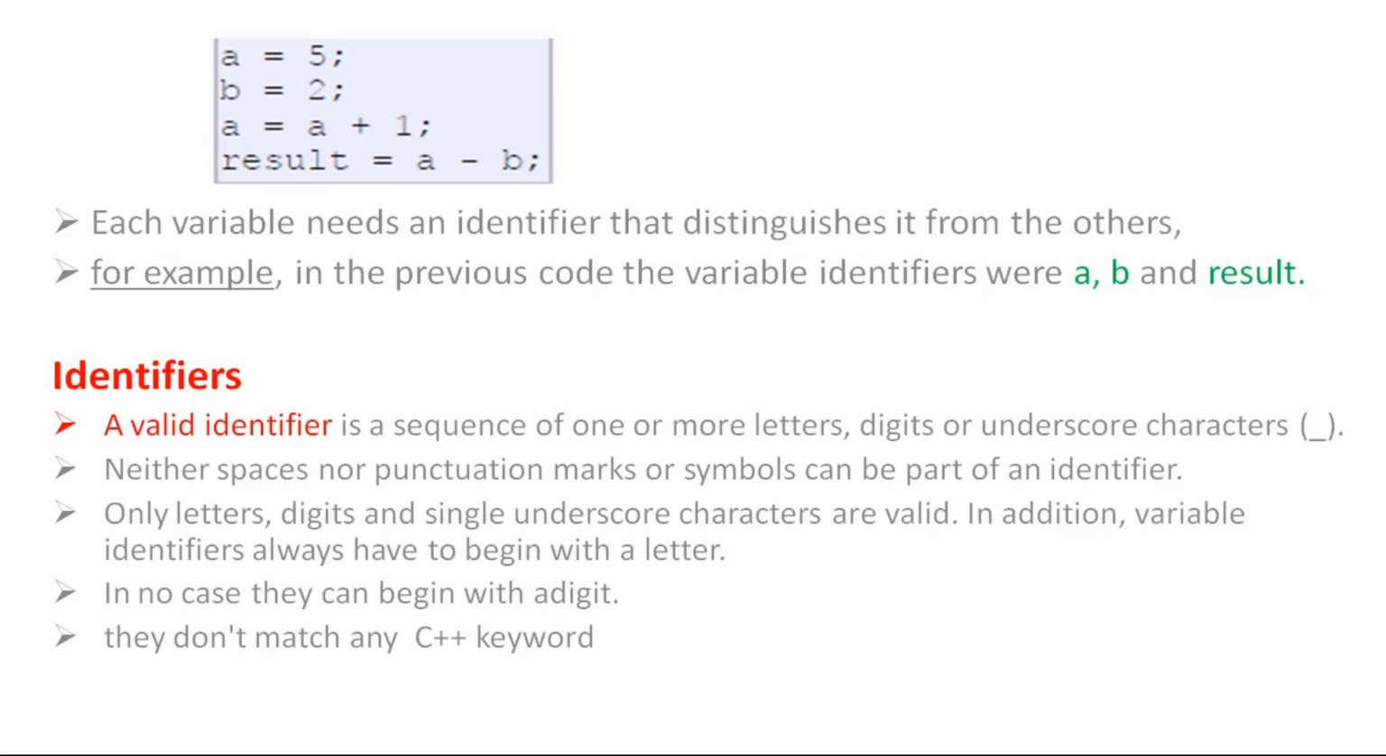A valid identifier is a sequence of one or more letters, digits or underscore characters. እንግዲህ ቫሊድ የሆኑ አይዴንቲፋየሮችን a sequence of one or more ከአንድ በላይ ሊሆን ይችላል ሌተር ዲጂት እና አንደርስኮር ካራክተርስ የሚይዙልን ከሆነ ቫሊድ አይዴንቲፋየር እንለዋለን። Neither space nor punctuation marks or symbols can be a part of identifiers. ስፔስ ካለ ግን there is no identifier. Only letters, digits and single underscore characters are valid.